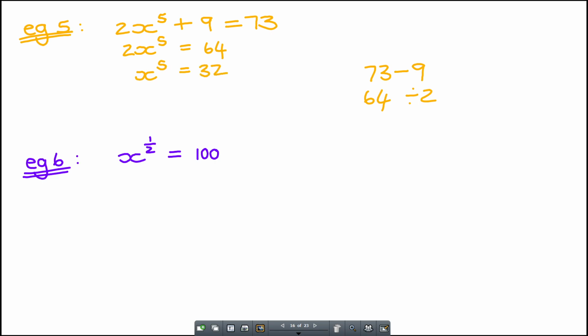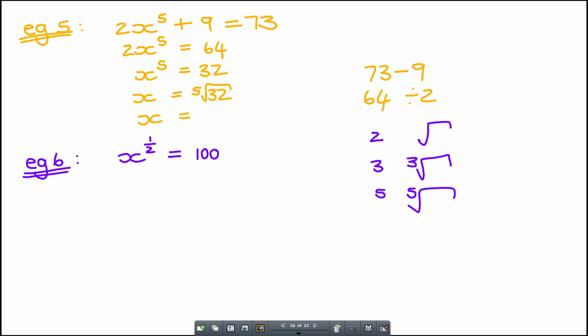I get 32. Now, what do we do? Because now my unknown is the base. People, what's the opposite of a square? Square root. What's the opposite of to the power 3? Cube root. So opposite of to the power 5 will be fifth root. Do you guys get that? So x will then be equal to fifth root of 32. And that is 2. Does everyone know how to get that fifth root on your calculator?